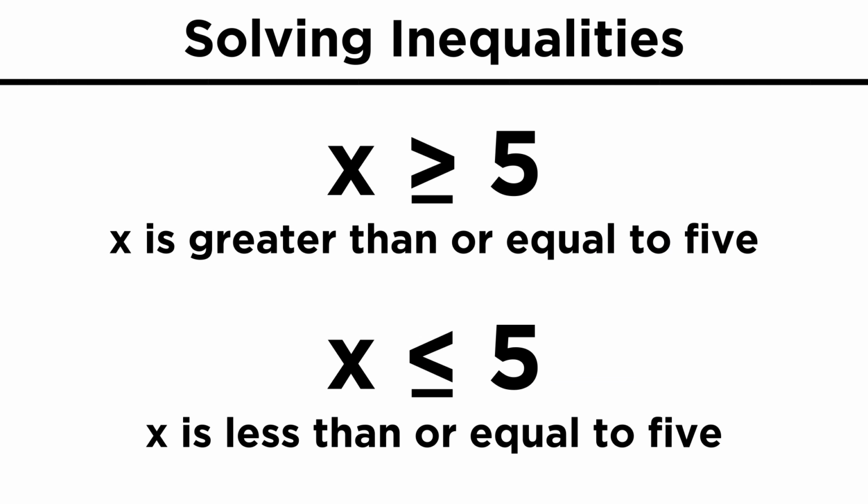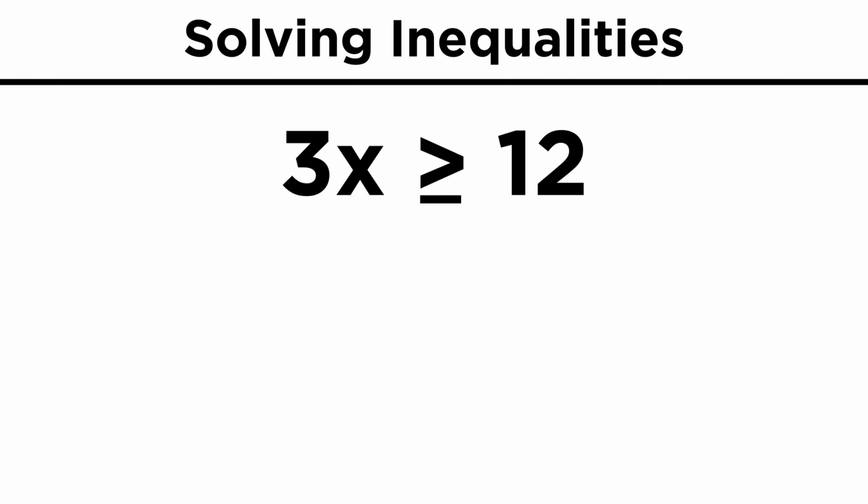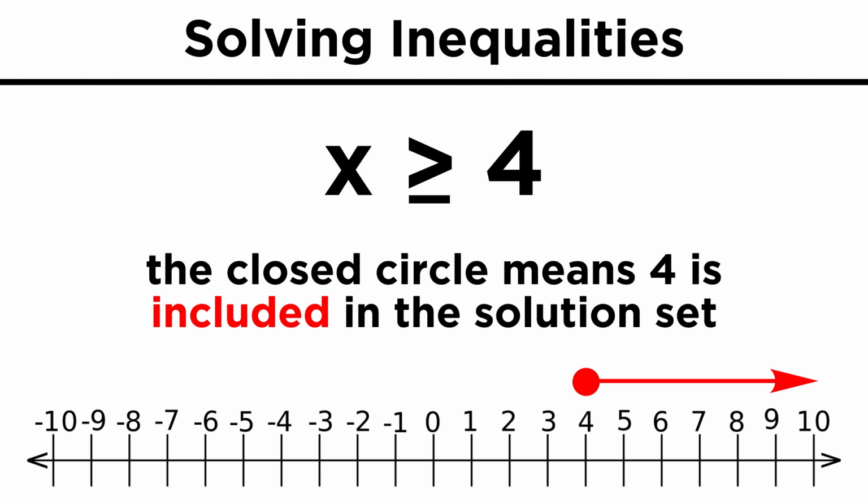We will also see these symbols, which mean greater than or equal to and less than or equal to. These work the same way as the other symbols, except that they include the specific value shown rather than excluding it. If we have 3x plus 4 is greater than or equal to 16, we subtract 4 from both sides, then divide by 3, and we get x is greater than or equal to 4. Now on the number line, we represent this with a closed circle, meaning that it is filled in rather than empty to represent that the number 4 is included in this solution.